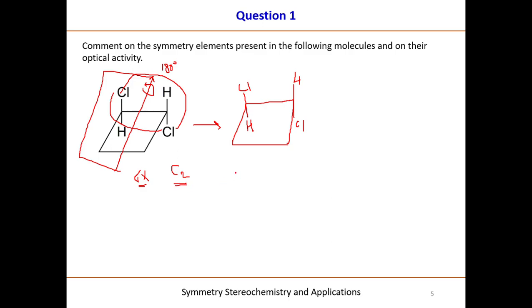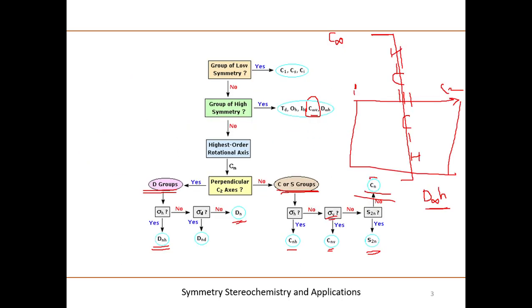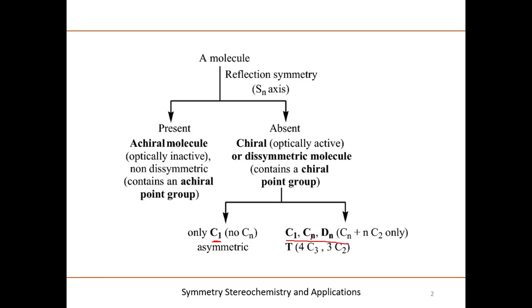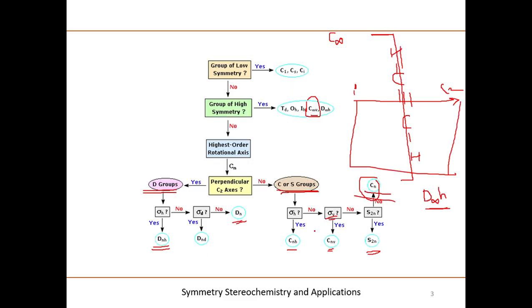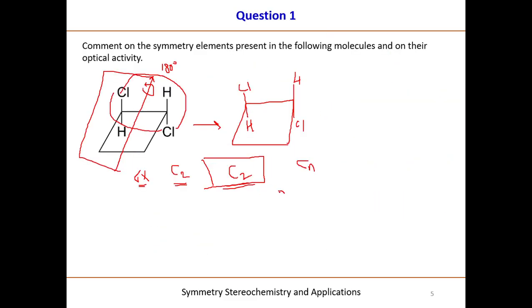Because only the symmetry axis is present, I will write here C2. The C2 point group will be the point group for this molecule, and because we have the C2 point group, it comes under the Cn group, which we have discussed here, right? This Cn comes under which molecule? Chiral and disymmetric, correct? So the molecule will become disymmetric. It is a disymmetric molecule because the C2 axis, the axis of rotation, is present.